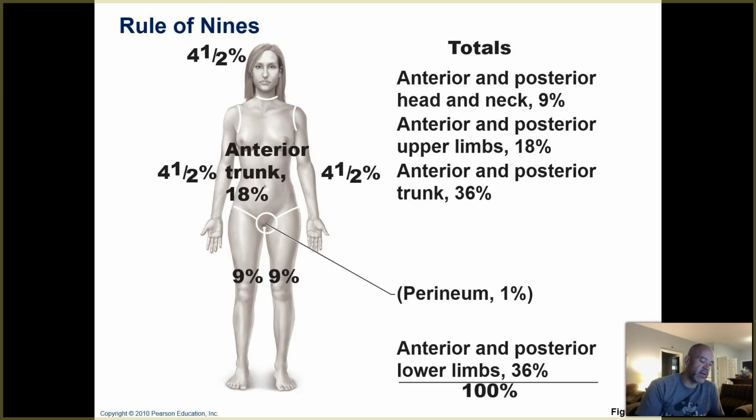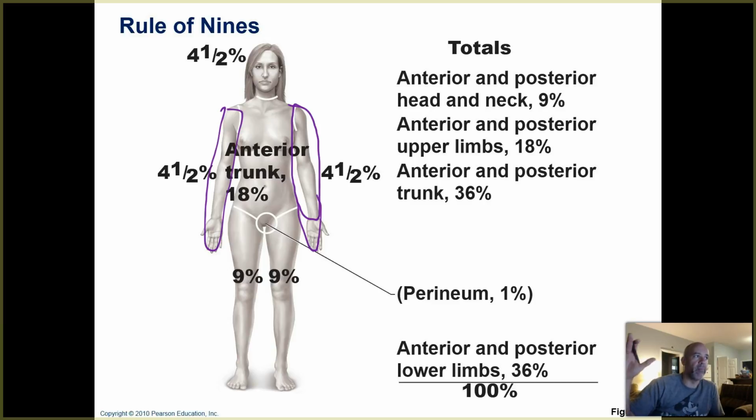All right, how about your anterior and posterior upper limbs? Each of your arms is about 9%. So if you just had a burn all the way across the anterior side, that would be about 4.5%. Posterior side would be about 4.5%, half of that.